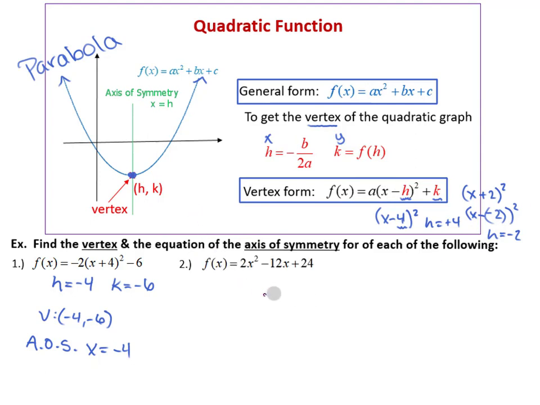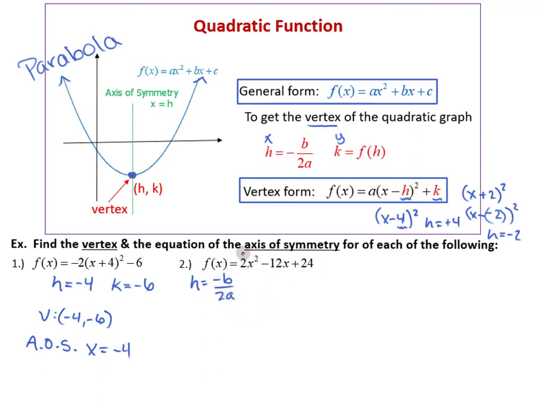For number 2, I notice this time our equation's given to us in general form. So we can't immediately identify that vertex. We're going to have to solve for it using these formulas that we saw in the middle here. So let's start by doing that. Let's find h, which is equal to the opposite of b over 2a.